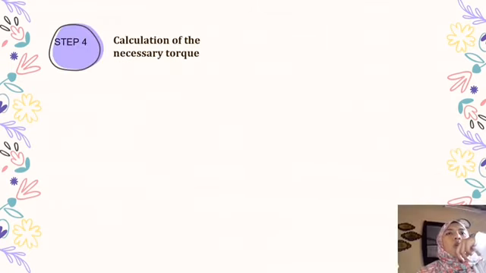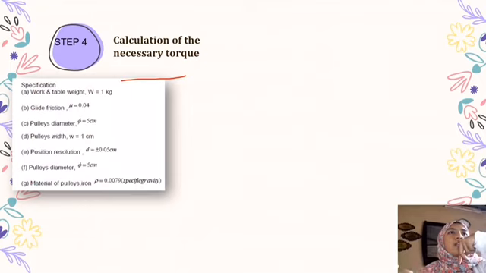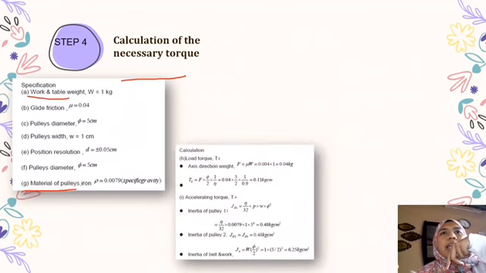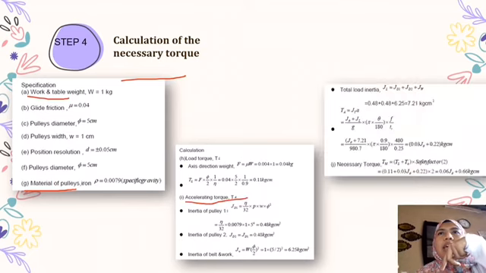For step 4, we find the calculation of the necessary torque, for which the specifications needed are work and table weight, light friction, pulley diameter, pulley width, and position resolution, and the last one is material of pulley, iron. And the calculation will be to find the load torque, accelerating torque, and the total load inertia, and the last one is necessary torque.